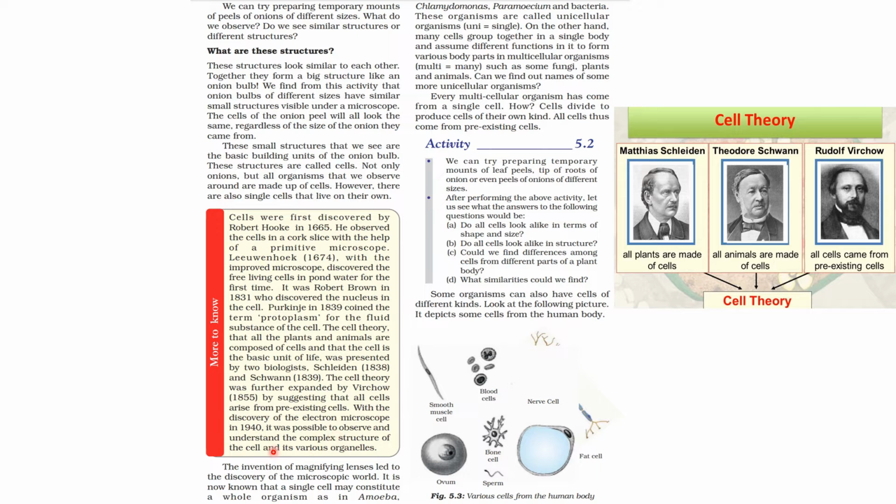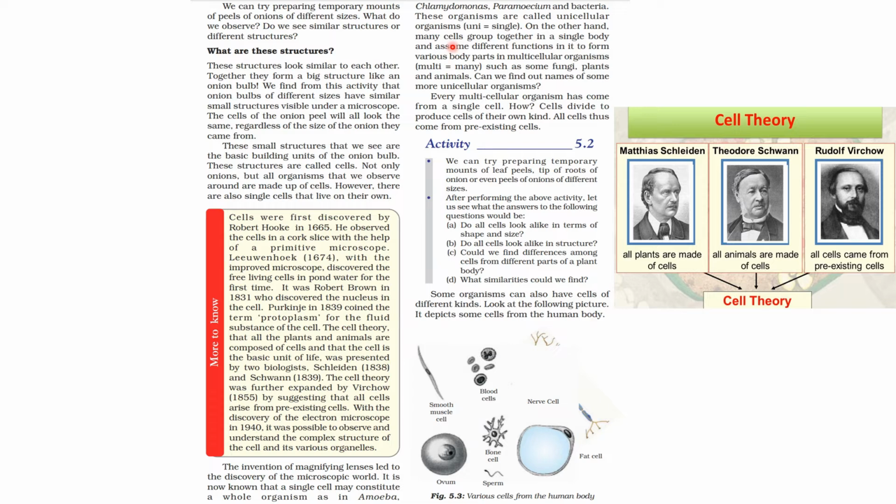The invention of magnifying lenses led to the discovery of the microscopic world, that is, microscopic organisms or microbes. It is now known that a single cell may constitute a whole organism, such as an amoeba, chlamydomonas, paramecium and bacteria. These organisms are called unicellular organisms. Uni means single, so a unicellular organism has a single cell.